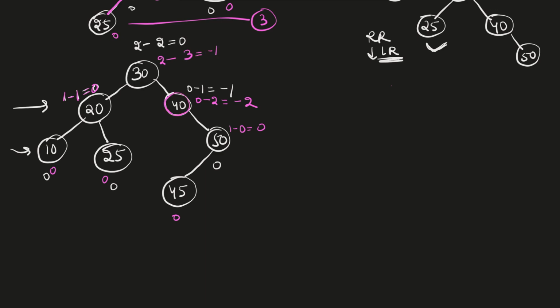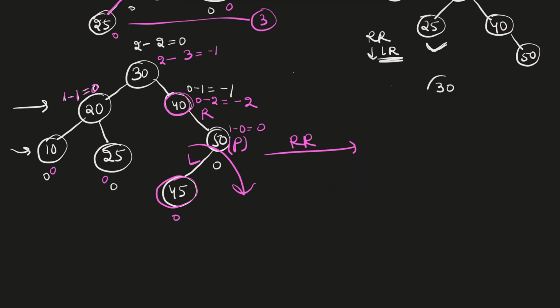Now this 40 part is not balanced. So what do we do? It has occurred because of adding 45. So how has it occurred? Right, left. So how do we solve the RL problem? We first convert it into RR. To convert it into RR, we need to rotate this parent part to the right side first. So let's solve it.